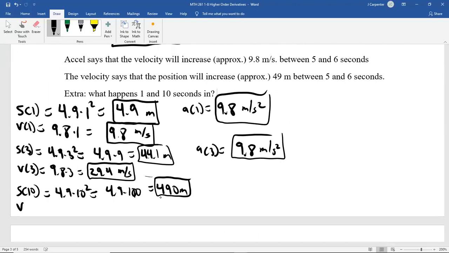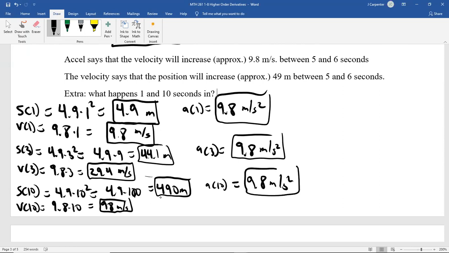The velocity is just 9.8 times 10, which is 98 meters per second. And the acceleration, A of 10, there's nothing to plug in. It's still just 9.8 meters per second squared. So we're still picking up another 9.8 meters per second every second, which again is why the velocity continues to increase, which is why the position tends to increase rapidly.